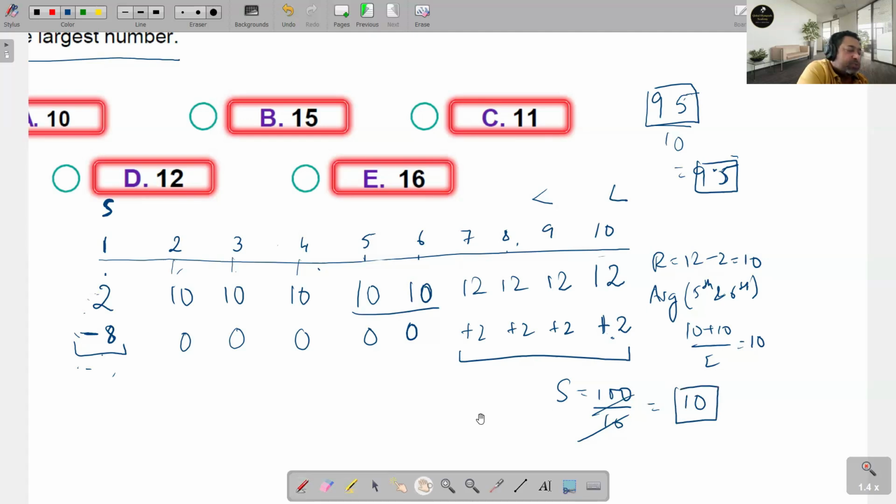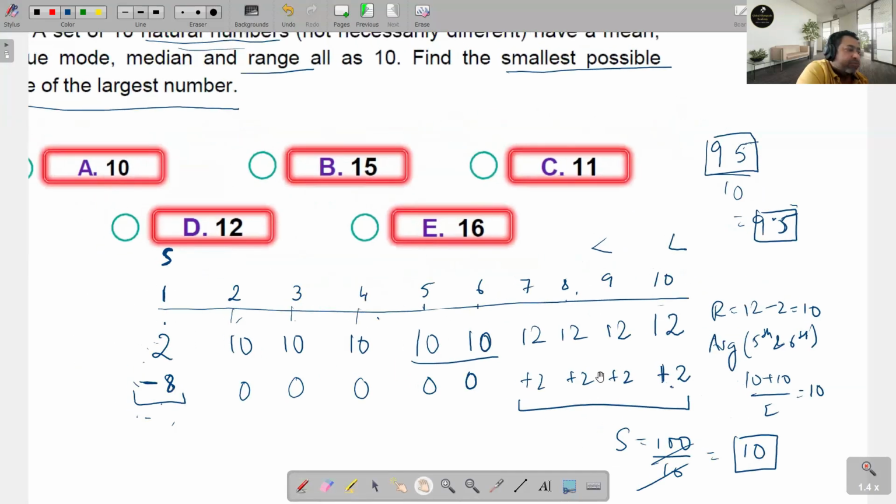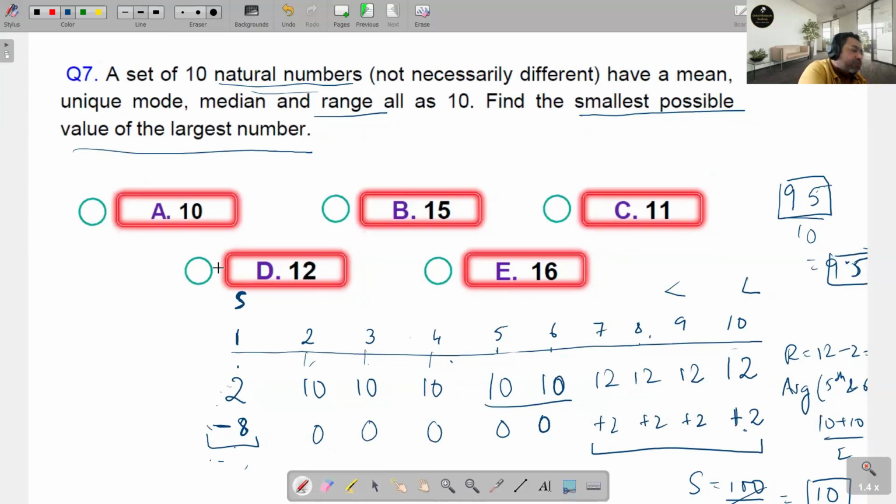So therefore, the smallest possible value of the largest number is going to be 12, which is option D. All right. So this is more of a logic. Plus, you need to be clear on the concept of what all these terms are. Okay, and then work this out. All right. So let's go to the next problem.